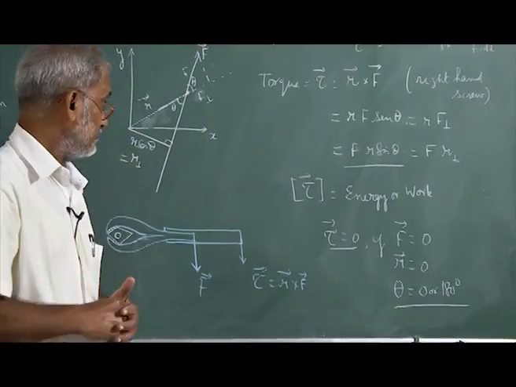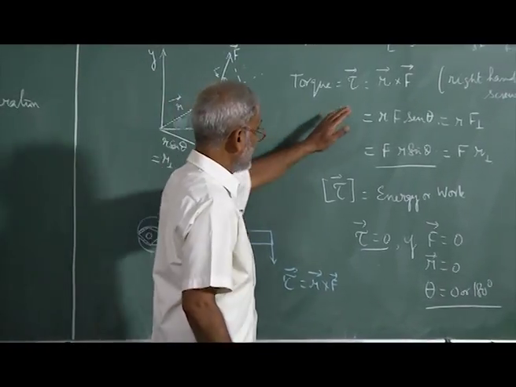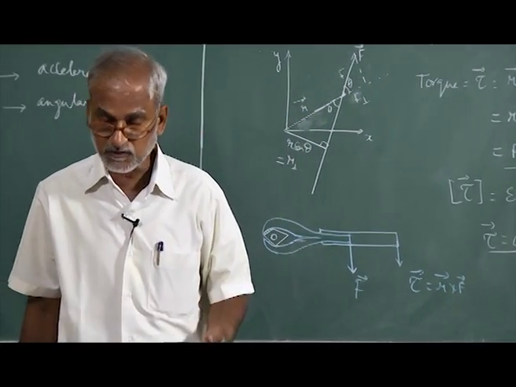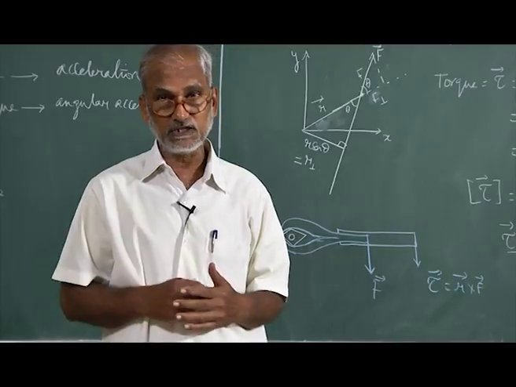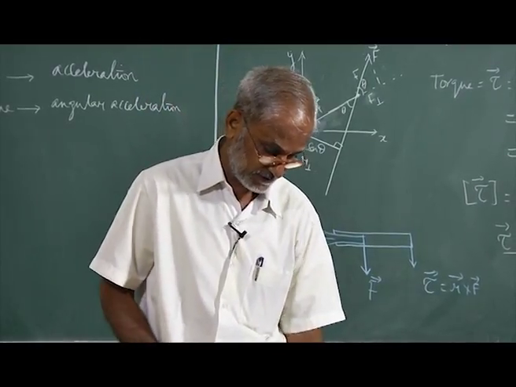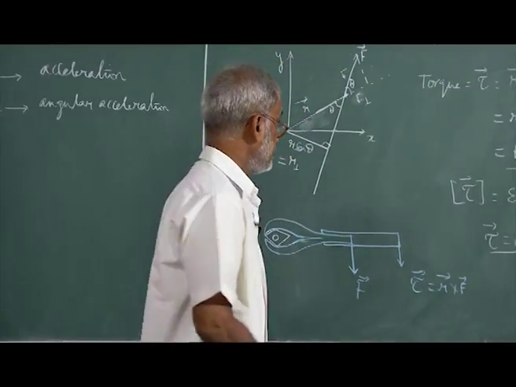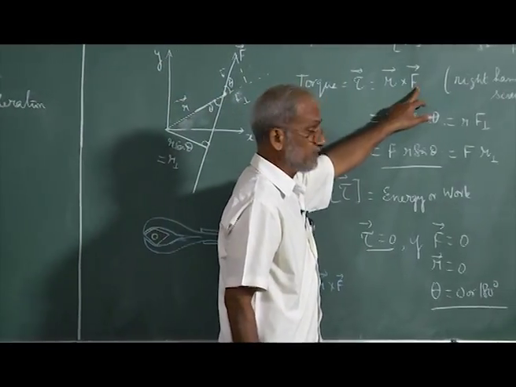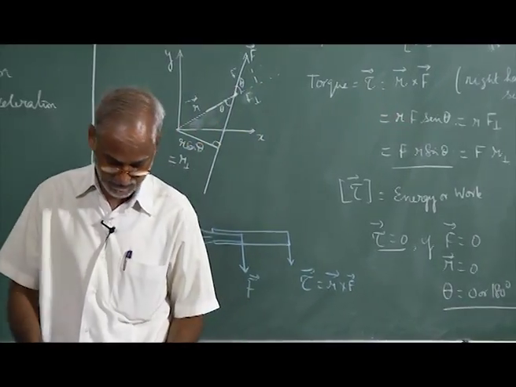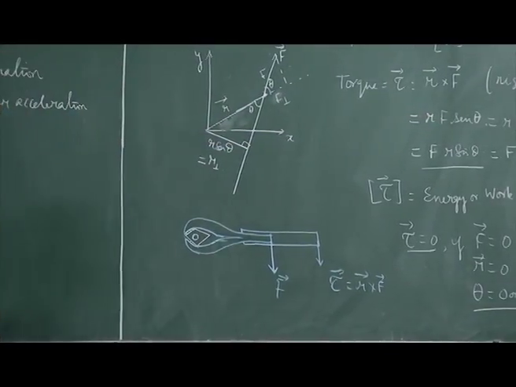So r cross F, we need to keep in mind that this is a vector product, therefore we need to keep in mind the various properties of r cross F. They do hold, we had seen it. If r reverses the sign and F reverses the sign, then the tau will remain the same. We will do a simple illustration.